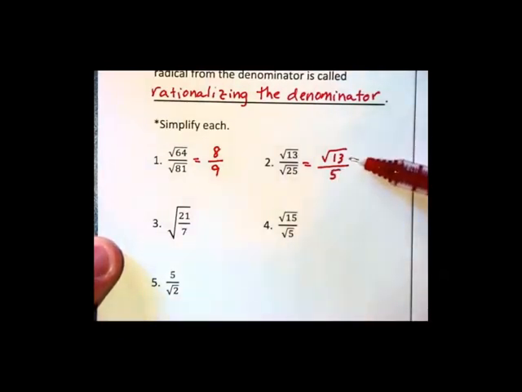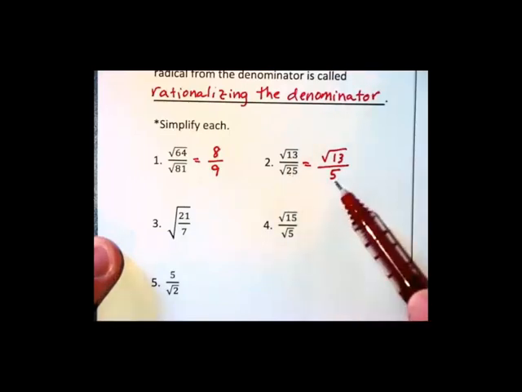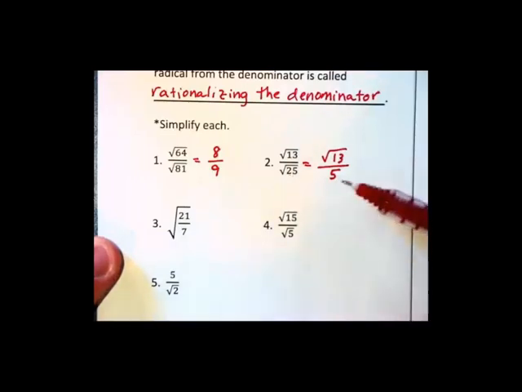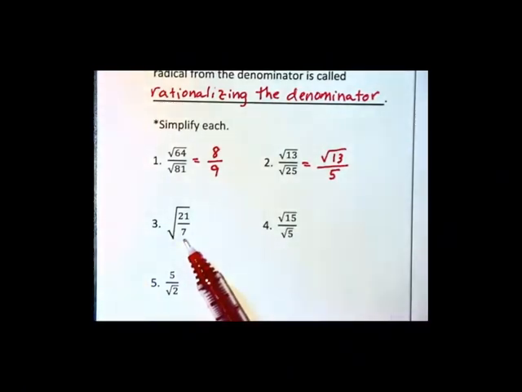That root 13 is an irrational number. And we're okay having an irrational number in the numerator, but we're not allowed to have an irrational number in the denominator. 25 came and simplified down to a 5, and that gave us a nice clean denominator. It has been rationalized.